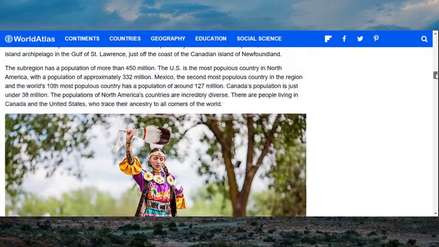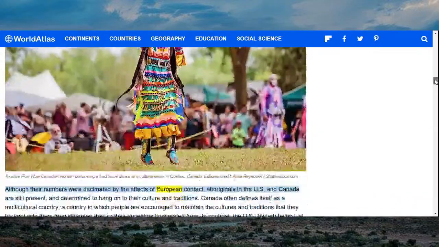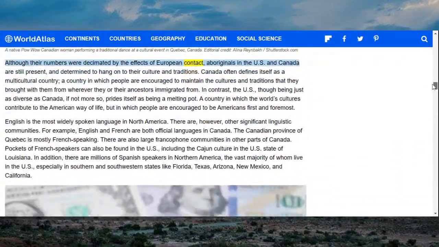Although their numbers were decimated by the effects of European contact, Aboriginals in the US and Canada are still present and determined to hang on to their culture and traditions. Canada often defines itself as a multicultural country, a country in which people are encouraged to maintain the cultures and traditions that they brought with them from wherever they or their ancestors immigrated from.